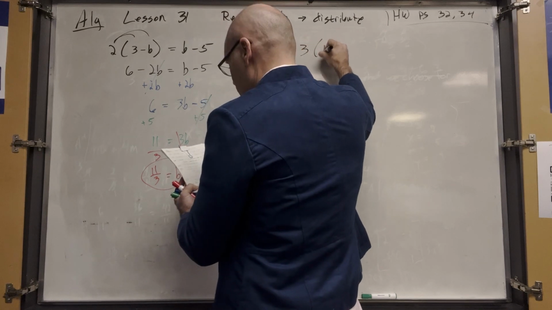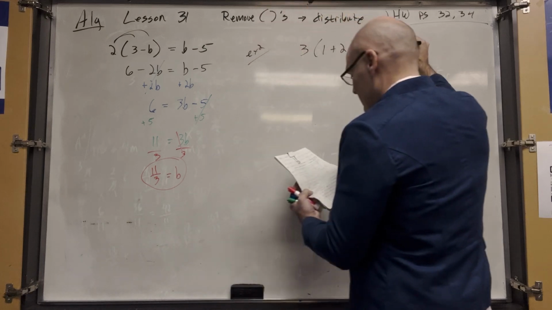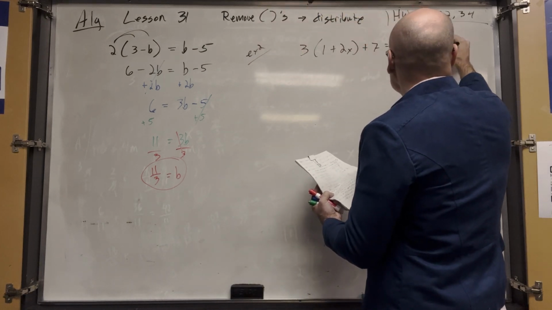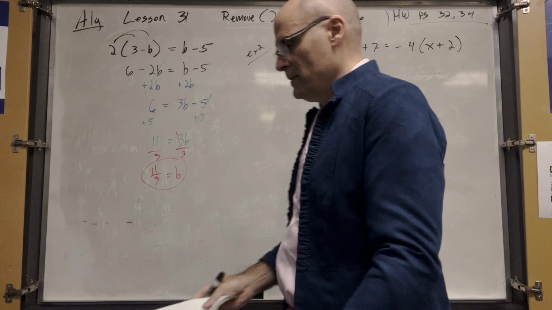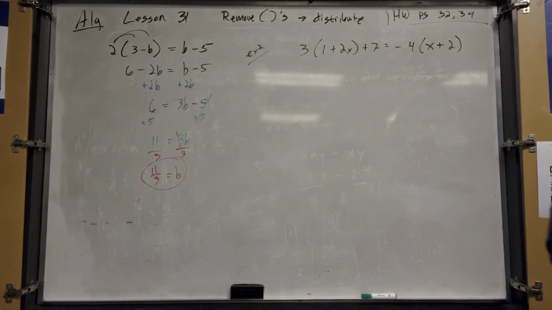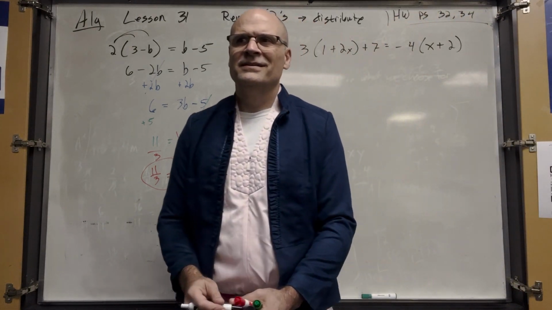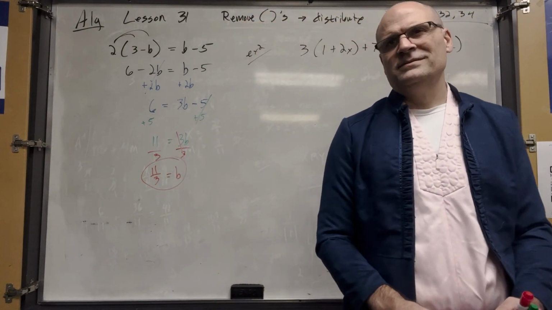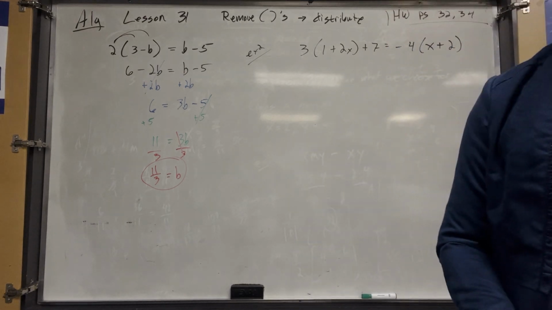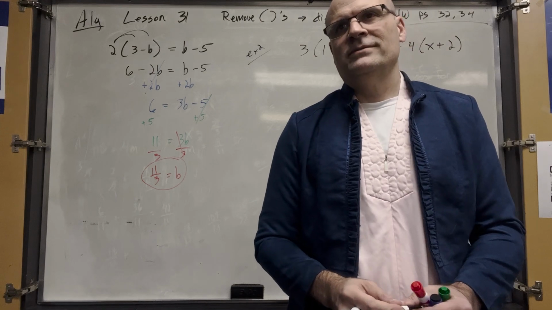3(1 + 2x) + 7 = -4(x + 2). Okay? First step, what? What did you say? You said something. Say that. Just come on, let's do it. Let's just be bold. Be courageous. Be strong. Be brave. Parentheses.